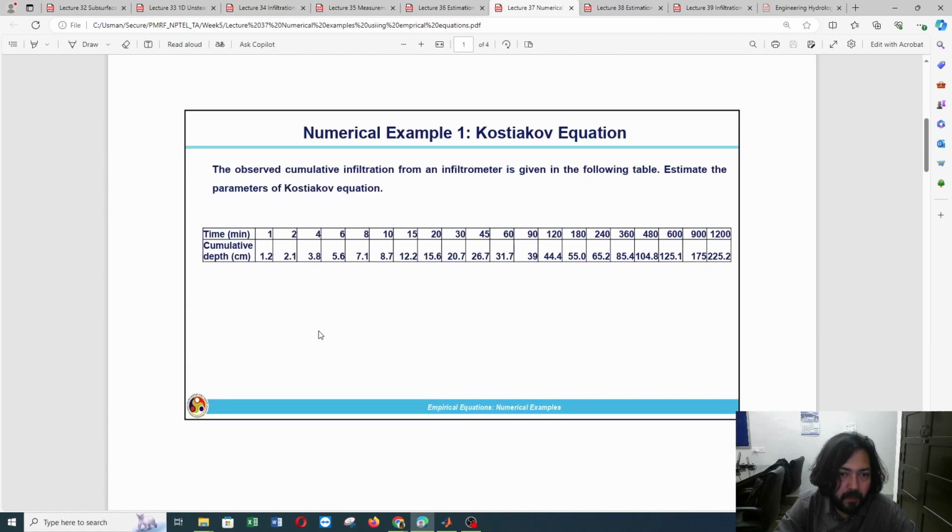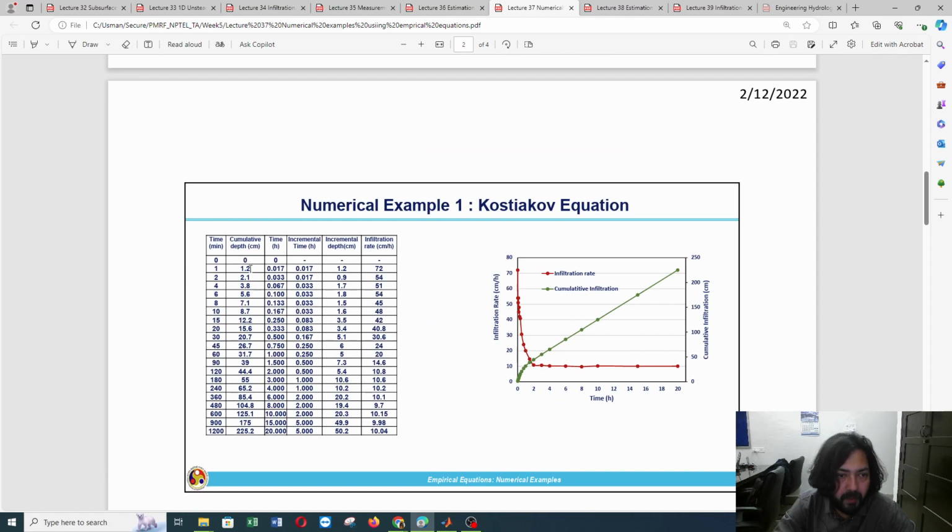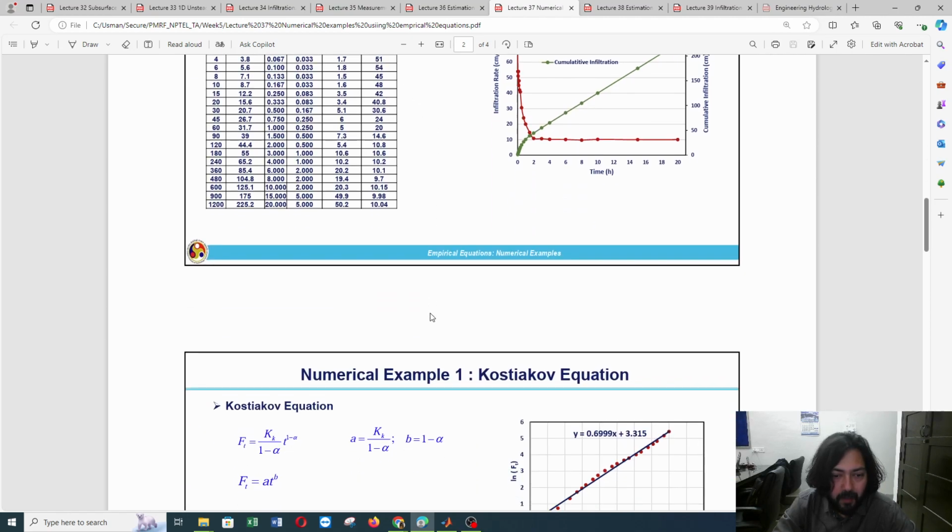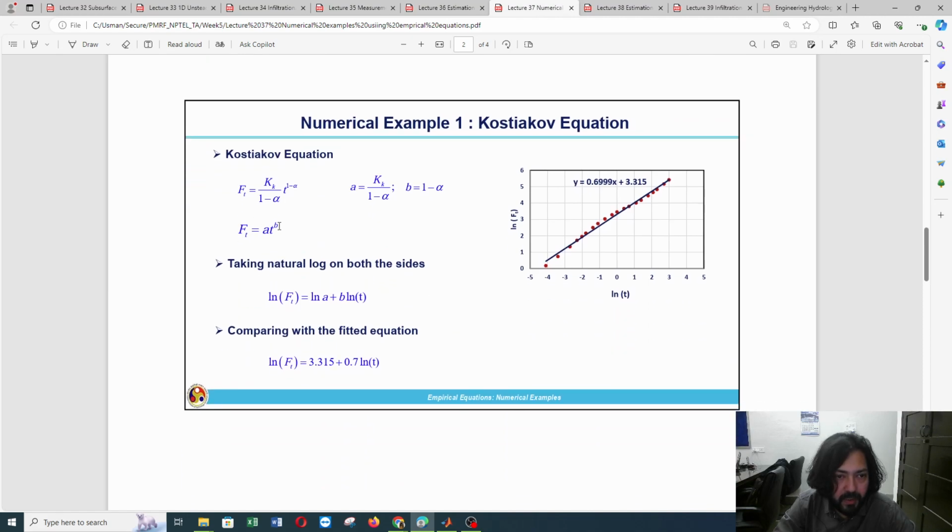So what we are going to do is simply take the given data, convert minutes into hours, calculate incremental time, incremental depth, and infiltration rate. The process is quite similar to what was done in the previous example. But if you look at this equation, we need to take a natural log. So we have taken natural log on both sides because we want to get a simplified equation. This is the final equation when we compare with the straight line equation. So this is y, this is m, this is a. This is the value of the intercept, right?